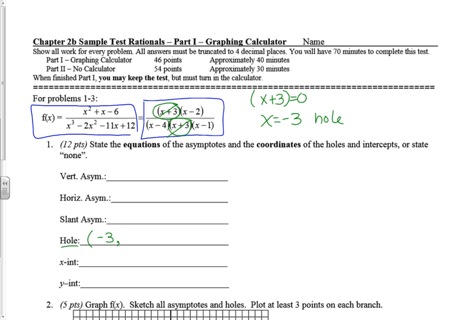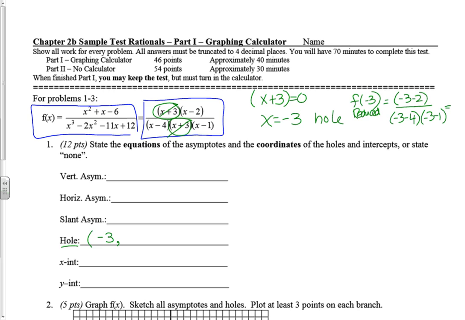Well, now I need to know what the y value is of that hole. To find any y value, I just plug into a function, and I plug in the x value. So if I plug in an x value of -3 into my f of x, but this is really my reduced form, then I'm going to have on the top here -3 minus 2. On the bottom, I'll have -3 minus 4 and -3 minus 1.